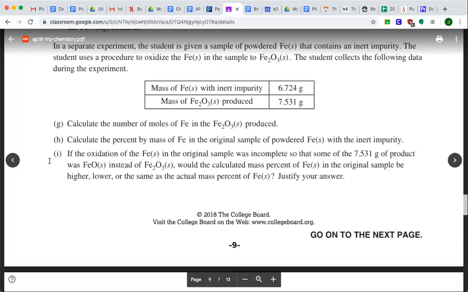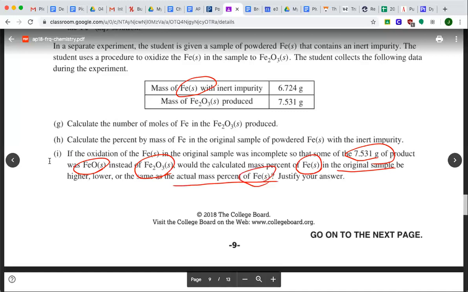Okay, this is one of those you've got to wrap your head around. The oxidation of the iron solid in the original sample was incomplete. What original sample? You must be talking about this thing. The oxidation of this was incomplete, so that some of this product was actually this instead of this. Would the calculated mass percent of the iron in the original sample be higher, lower, or the same as the actual mass percent of iron solid?